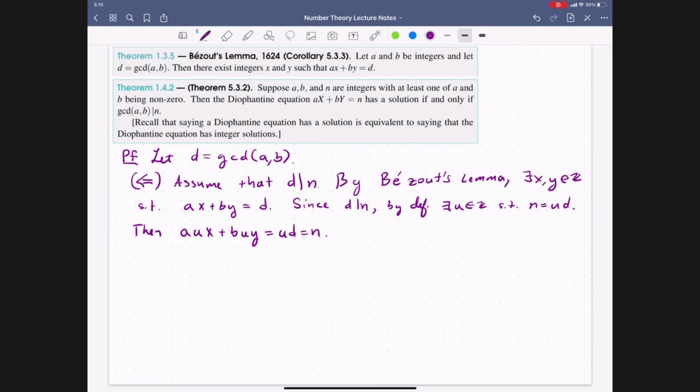But now this implies that the element ux comma uy is a solution to the Diophantine equation equal to n. And so we have, by Bezout's lemma, that the converse holds. And so now we have shown that there is a solution.